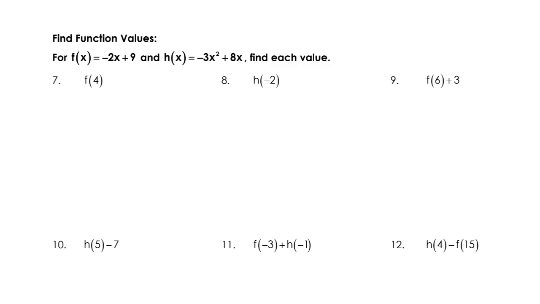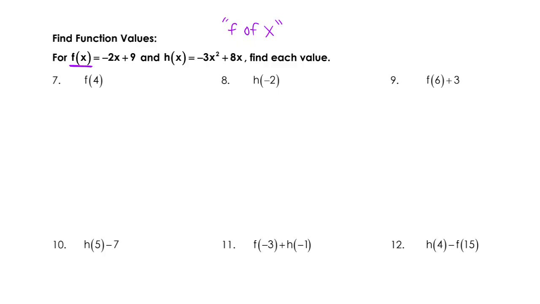Okay. For the back of our notes here, we have find function values. They give us 2 different functions, f of x and h of x. You'll notice that there's 2 expressions that go with the respective functions. F of x is negative 2x plus 9, and then h of x is negative 3x squared plus 8x. I do want to point out really quick that we say f of x as f of x. That's what I'm saying when I say that out loud. And then this would be h of x. This is called function notation.